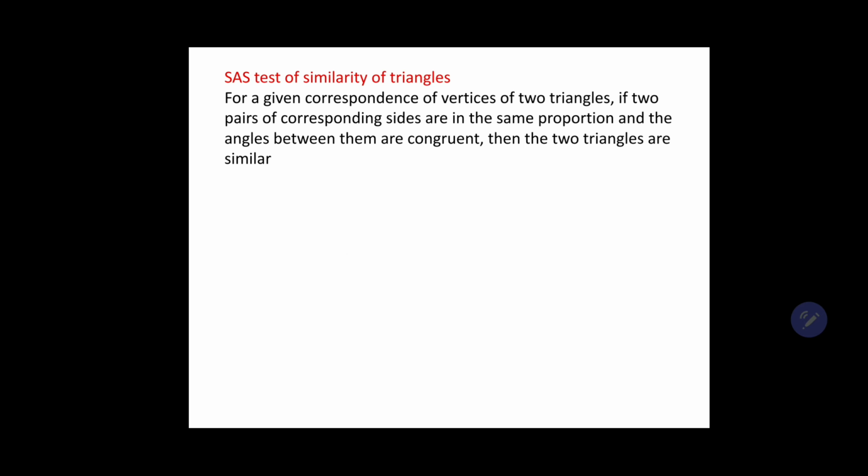The next test of similarity is the SAS test of similarity. The statement is, for a given correspondence of vertices of two triangles, if two pairs of corresponding sides are in the same proportion and the angles between them are congruent, then the two triangles are similar. As we have studied earlier, if two triangles are similar, their sides are in proportion and not congruent.